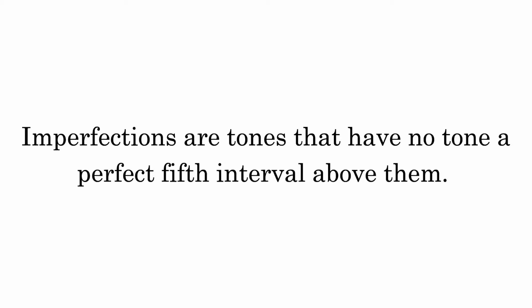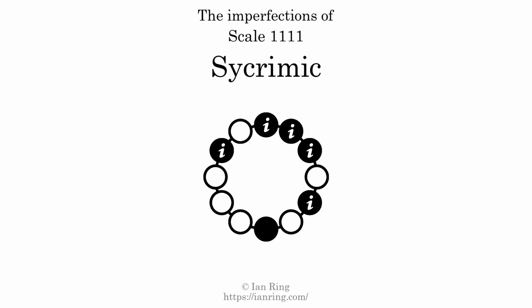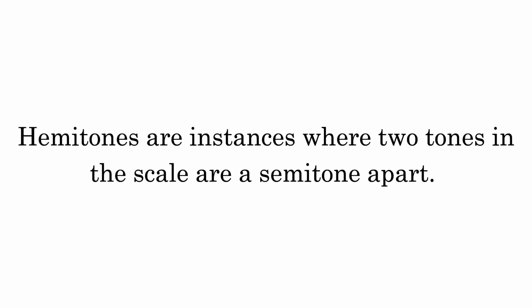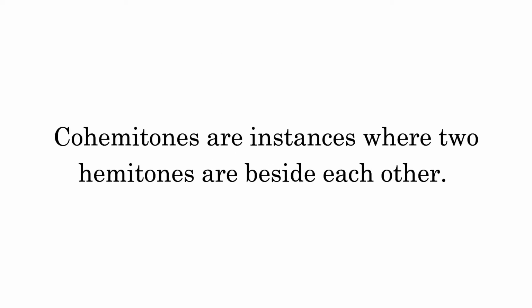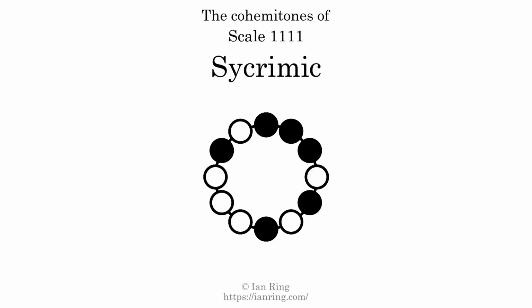Imperfections are tones that have no tone a perfect fifth interval above them. This scale has 5 imperfections. They are at positions here, here, here, here, and here. Hemitones are instances where 2 tones in the scale are a semitone apart. This scale has 2 hemitones. They are at positions here, and here. Cohemitones are instances where 2 hemitones are beside each other. This scale has 1 cohemitone.